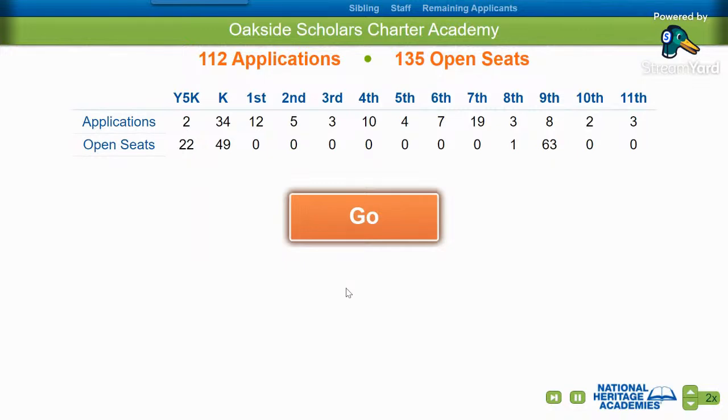You can see in the chart below that we have seats available in Young Fives. We have 22 seats. We have 49 seats available in kindergarten. We have 1 seat available in 8th grade, 63 in 9th grade, and all the other grades will be forming a waiting list.